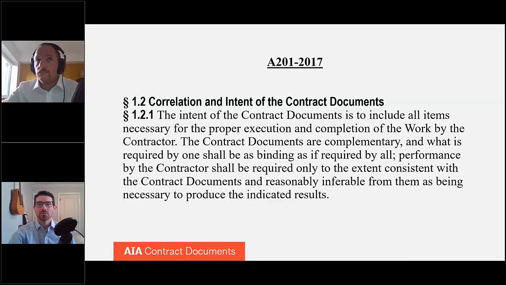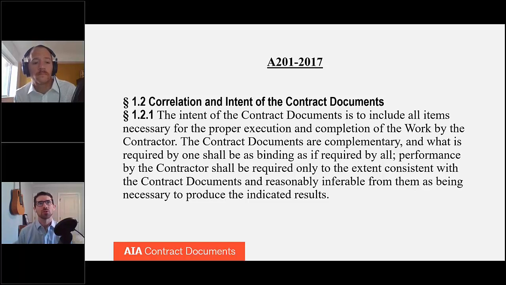Thanks, Mike. So, as Mike said, today we're going to be talking a little bit about what we refer to as the correlation and intent of the contract documents clause. This clause that you're seeing on your screen is found in a lot of our contract documents. I'm going to be referring to the one that's in the A201. That tends to be the more popular document. And in the A201, that's section 1.2, and specifically section 1.2.1.